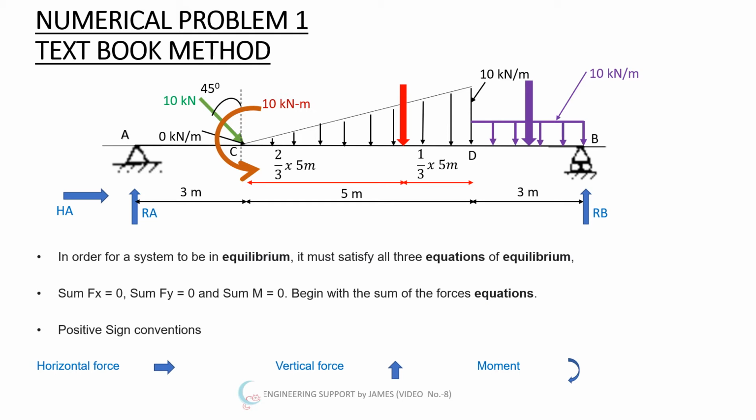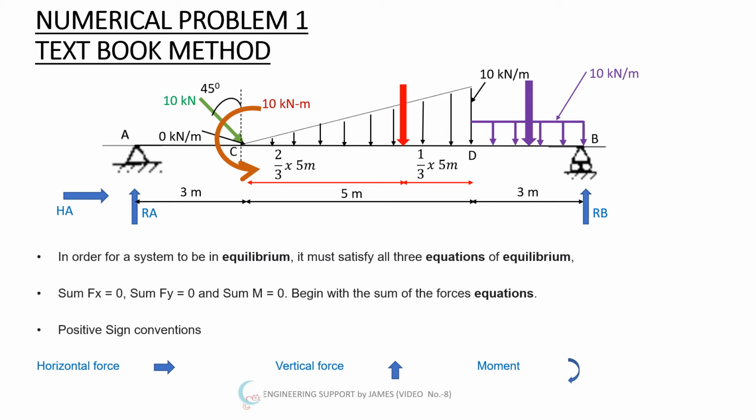As you know, there are three equations of equilibrium that must be satisfied: summation of forces in x direction should be equal to 0, summation of forces in y direction should be equal to 0, and summation of moment should be equal to 0. Our positive sign convention is from left to right. I am considering positive for horizontal force, upward for vertical force, and clockwise moment as positive.